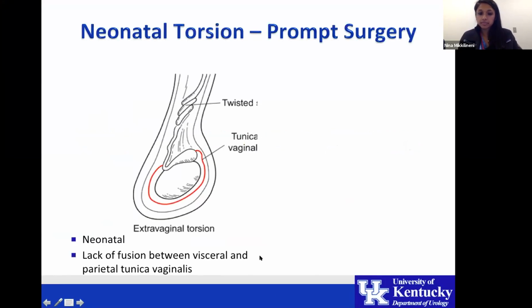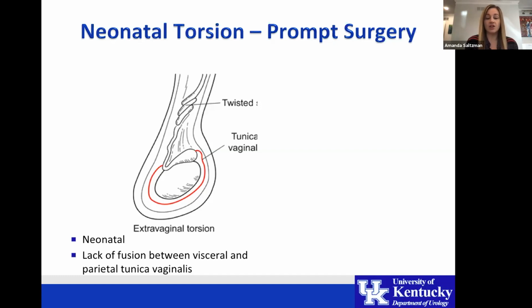Okay, so I would say the chance of you getting a question on neonatal torsion on your in-service or on your written board exams is incredibly high, and you need to know the difference in the etiology of them. So neonatal torsion is generally an extravaginal torsion, okay? This happens because the visceral and the parietal tunica vaginalis aren't fused yet. So you get a twisting of the visceral tunica vaginalis within the parietal tunica vaginalis.